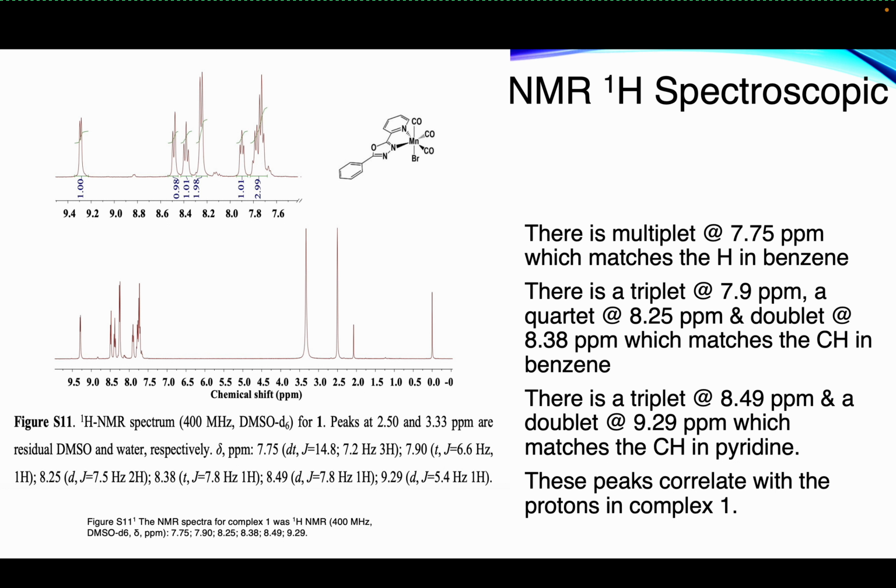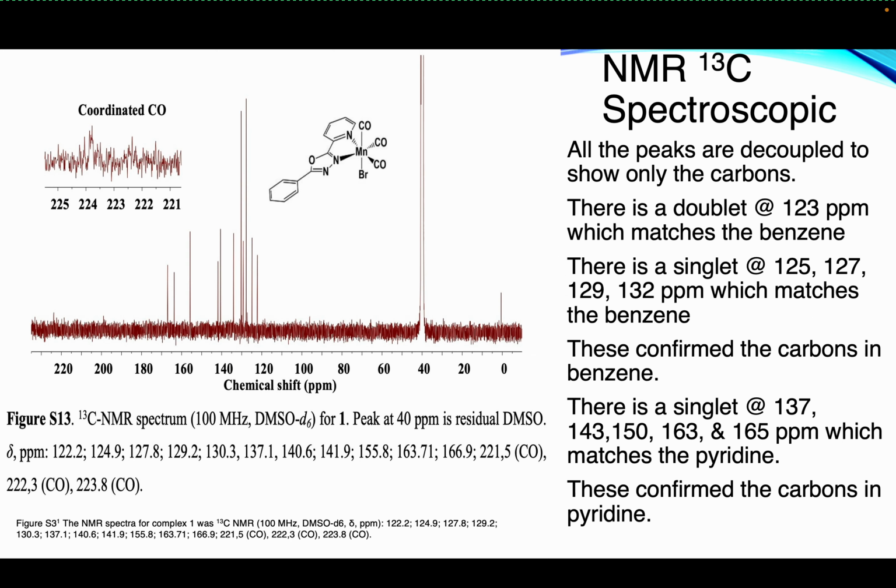They all matched the carbon-hydrogen bond in the benzene ring. And then there was a triplet at 8.49 and a doublet at 9.29 parts per million that matched the carbon-hydrogen bond in pyridine. And all these peaks, again, help to confirm the structure of complex 1.